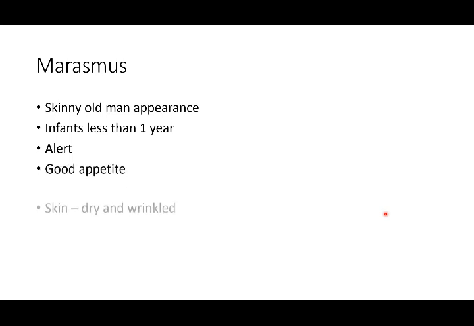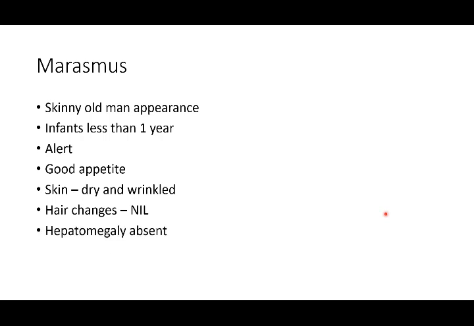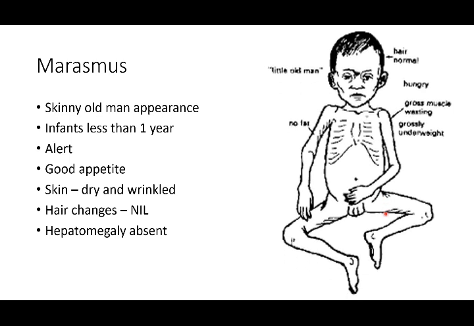A good appetite would be there. The skin would be dry and wrinkled. Hair changes won't be there, unlike in kwashiorkor. The hepatomegaly also would be absent. So mostly a thin, very wasted baby, right? The muscle wasting would be there. The babies would have a very thin, shriveled kind of build.